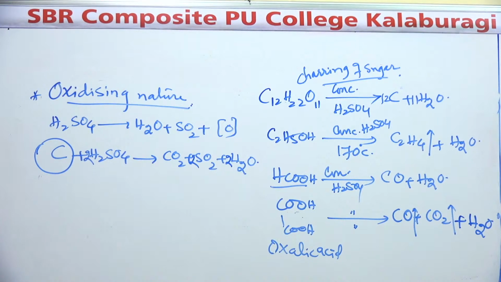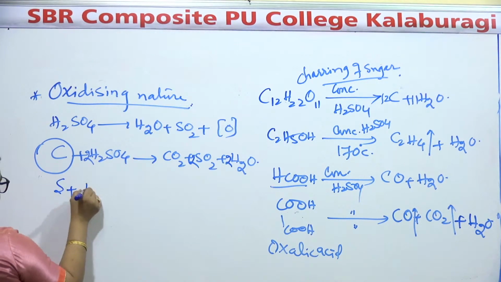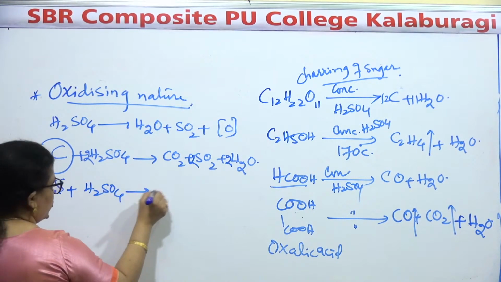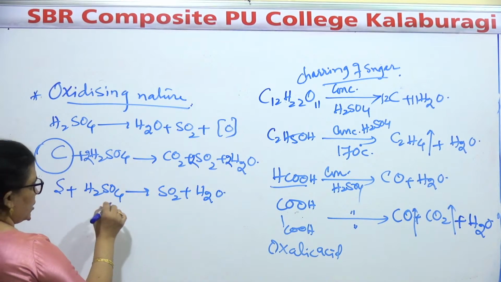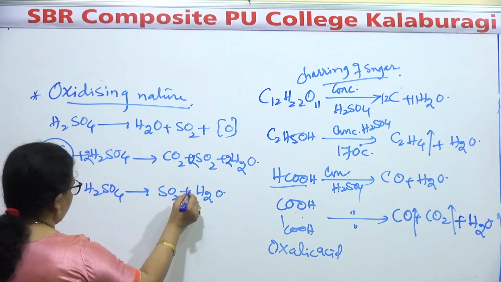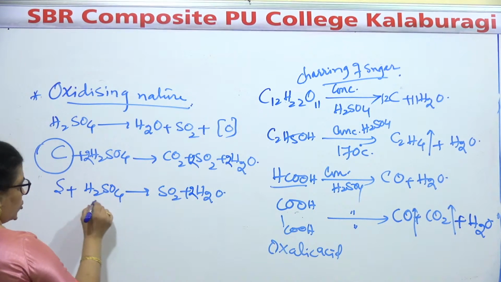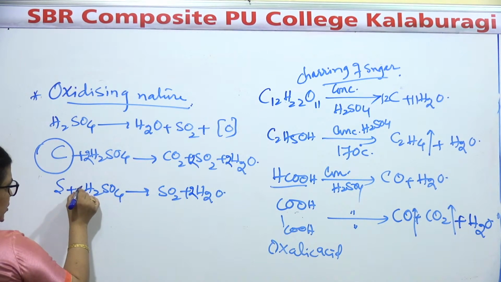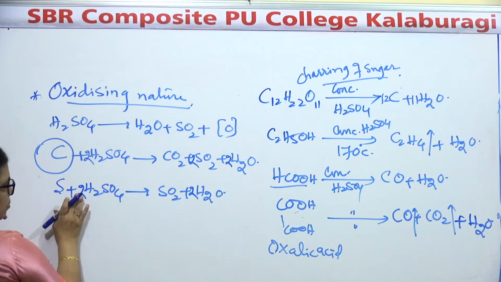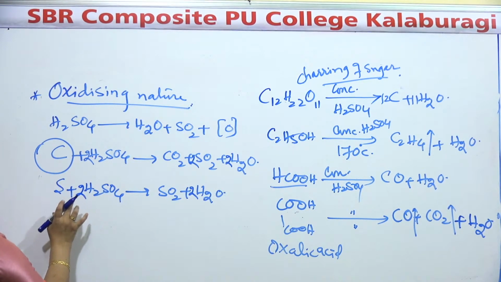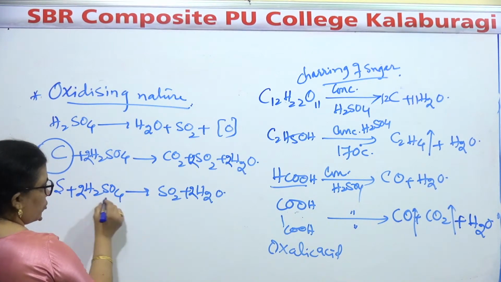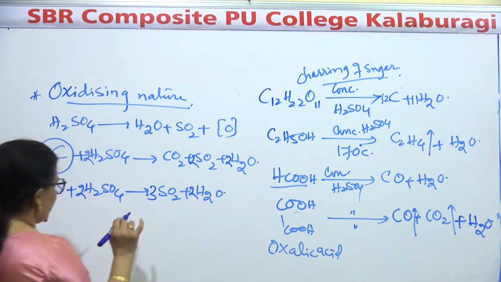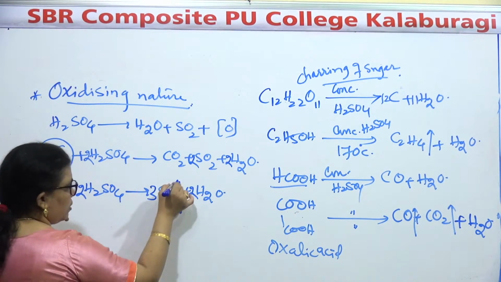In the same way, it can convert sulfur to sulfur dioxide. Elemental sulfur will produce sulfur dioxide and water. Balance the equation: 2 plus 2, 4. We can write 2 2s are 4. This sulfur will become 3. 2 4s are 8. 3 2s are 6 plus 2, 8. Sulfur to sulfur dioxide.